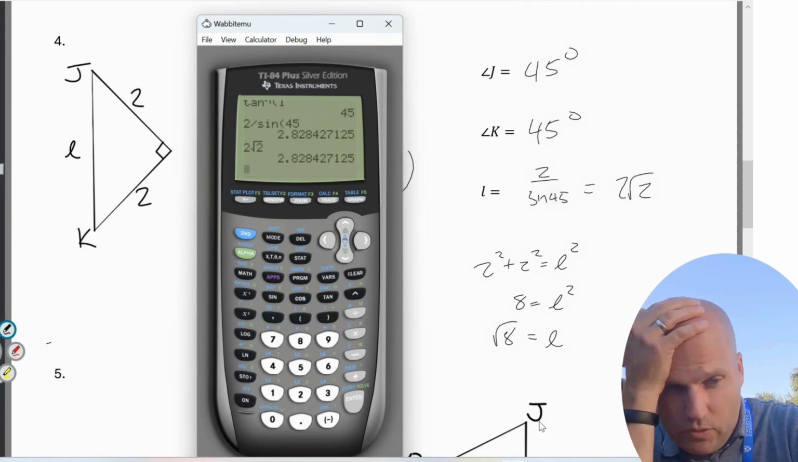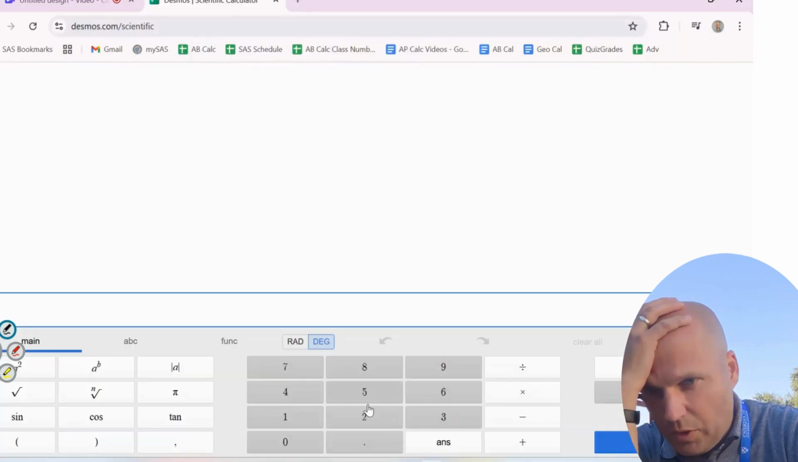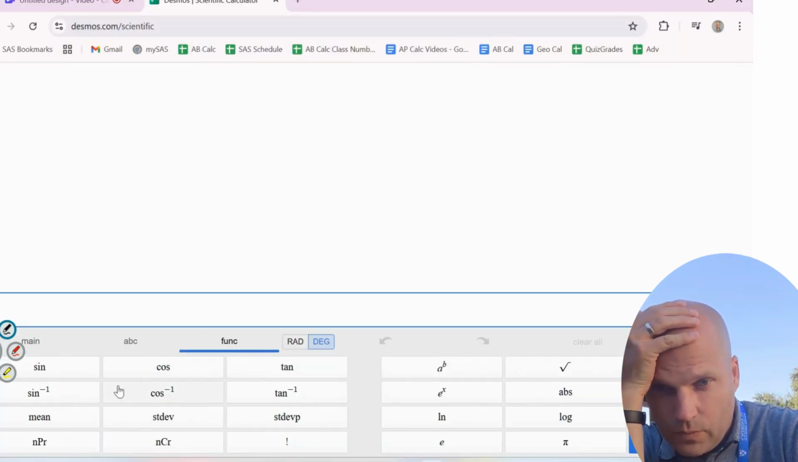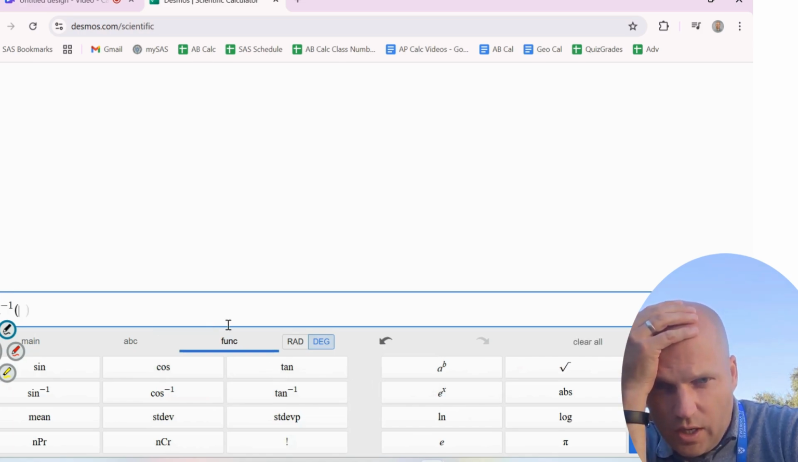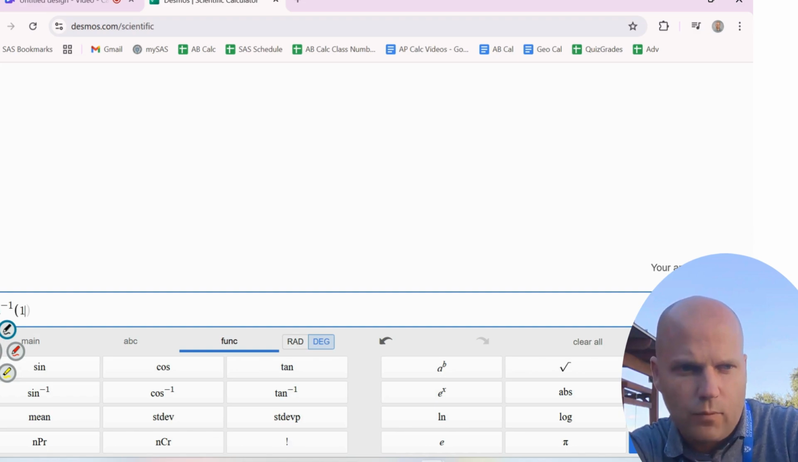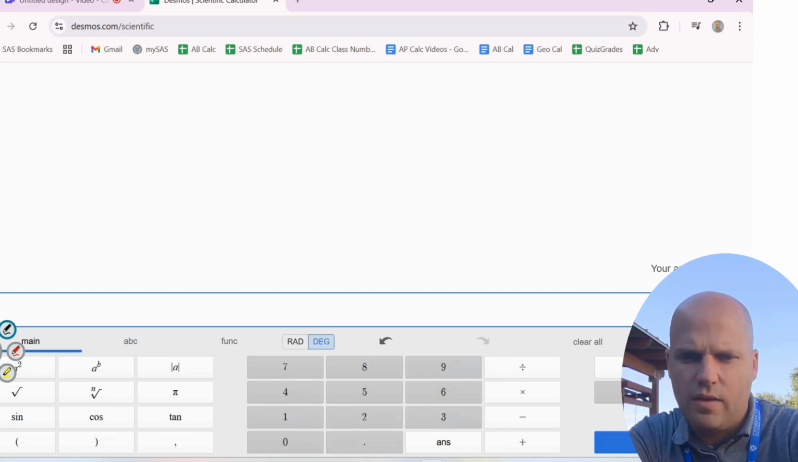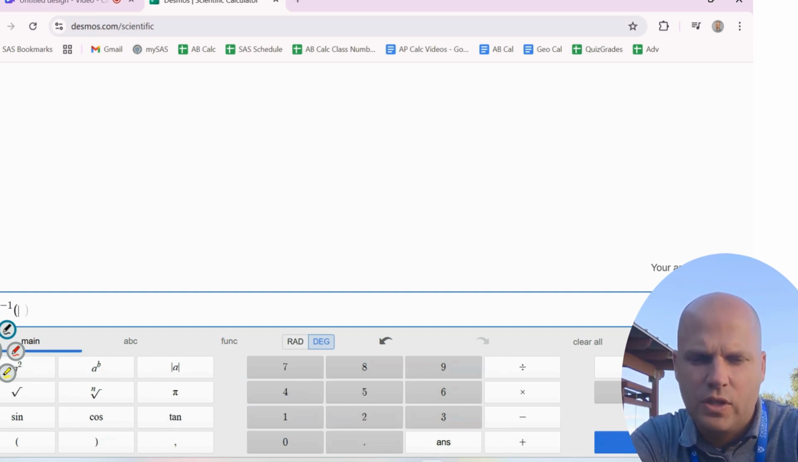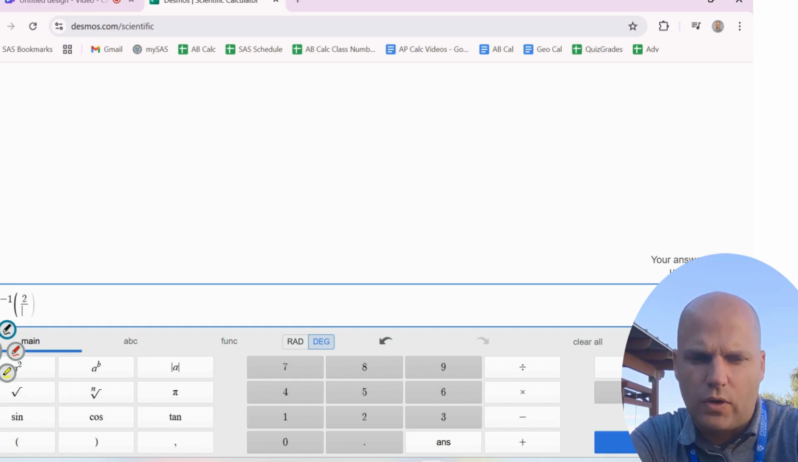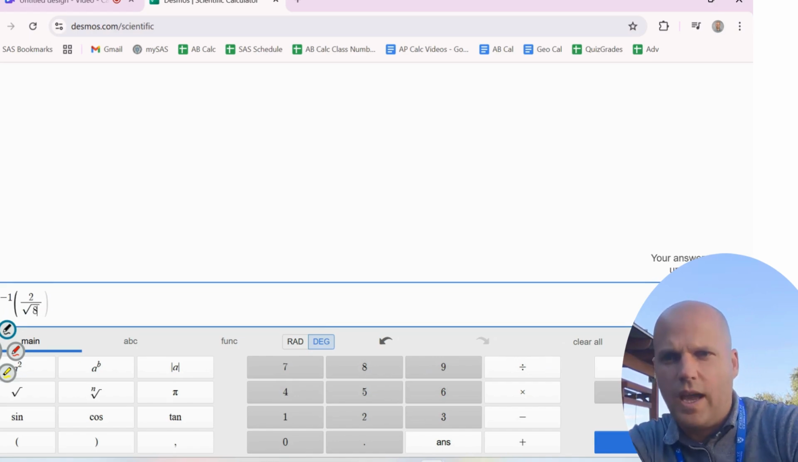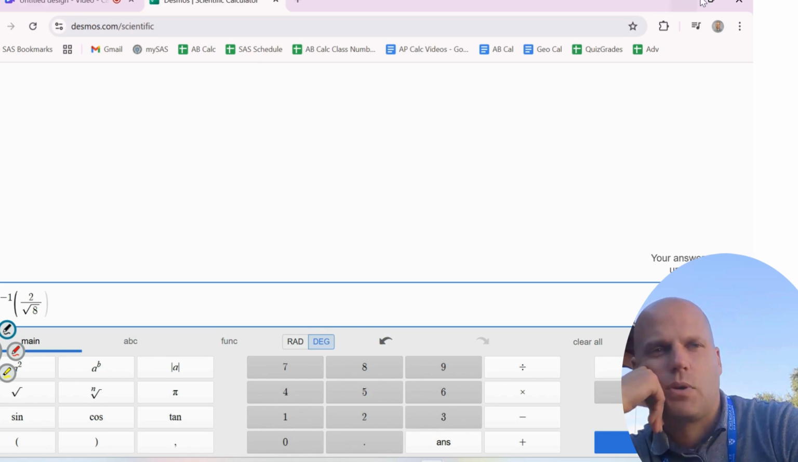If you're using Desmos, just really quickly, though nobody's actually paying attention to this: tan inverse of 1, okay? You could type in sine to the negative first, and I think they read that as the inverse, and that's 2 over 2 root 2, or root 8. So you can actually type it in with an exponent like that.